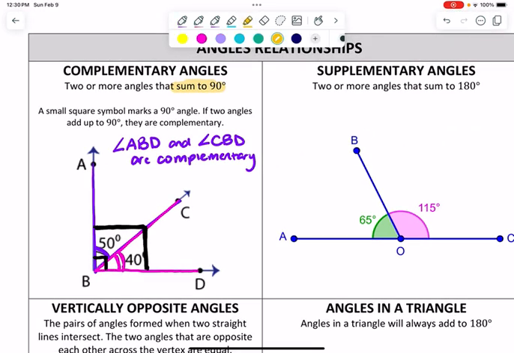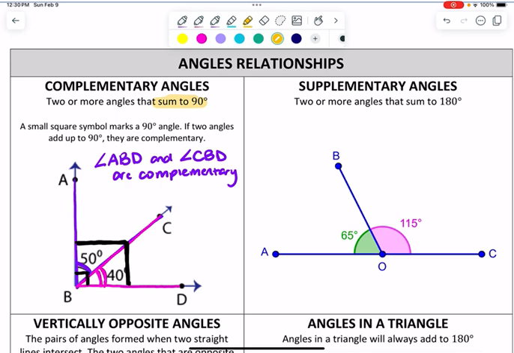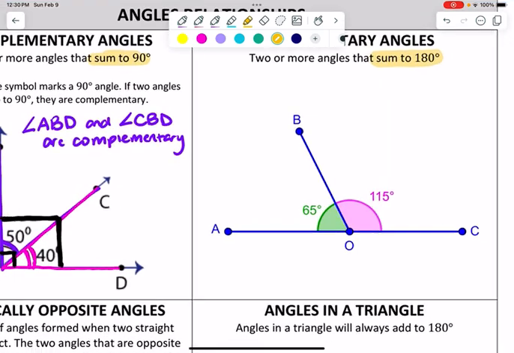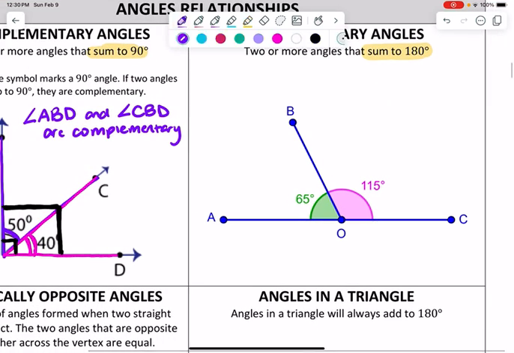Okay, the next angle property, we have supplementary angles. Supplementary angles add to 180. So together they form a straight angle or one straight line.